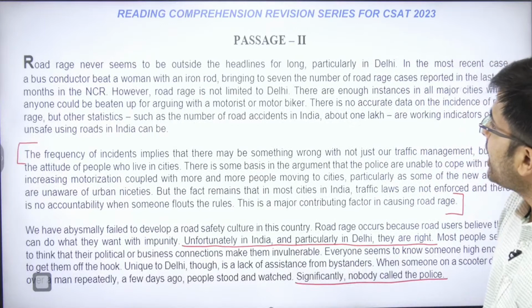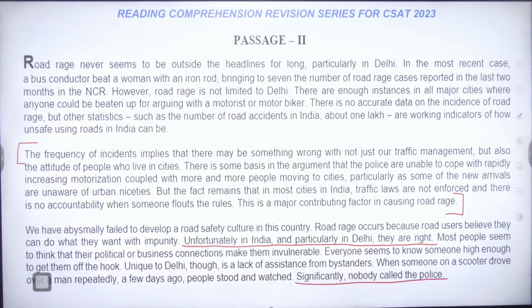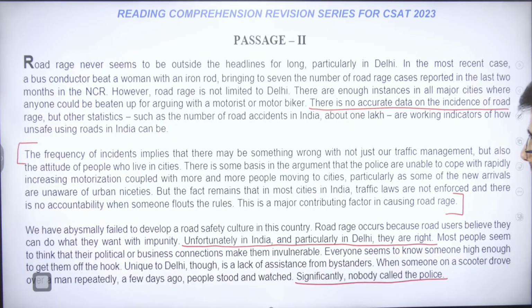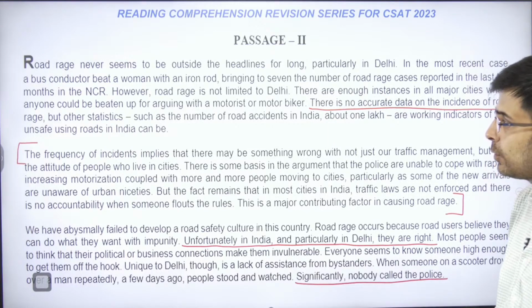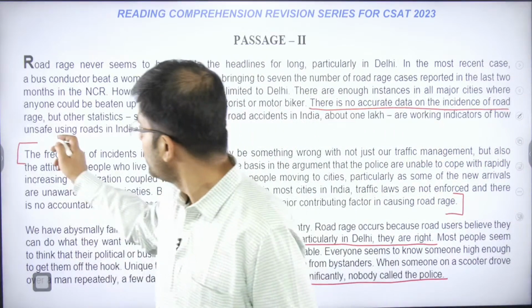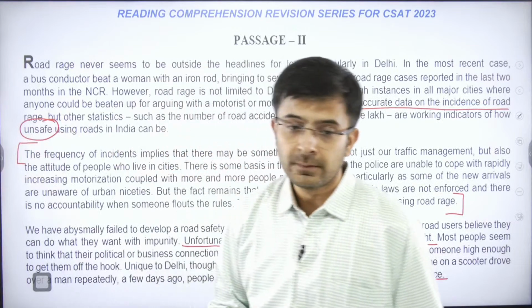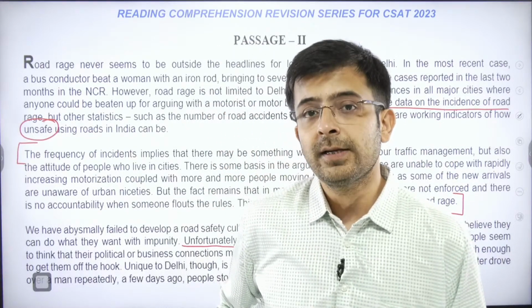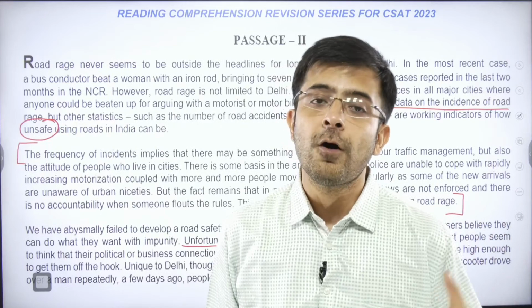Road rage never seems to be outside the headlines for long, particularly in Delhi. In the most recent case, a bus conductor beat a woman with an iron rod, bringing to 7 the number of road rage cases reported in the last 2 months. However, road rage is not limited to Delhi. There is no accurate data on the incidence of road rage, but other statistics, such as the number of road accidents in India, about 1 lakh, are working indicators of how unsafe using roads in India can be. The author has taken a position vis-a-vis road rage. Right now, the author is informative, informing his audience.